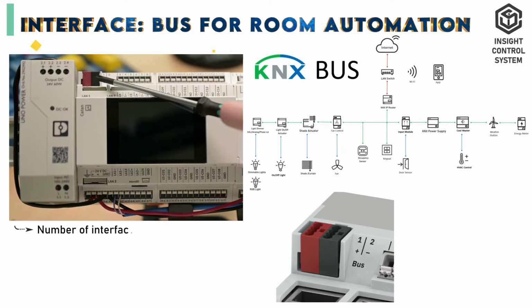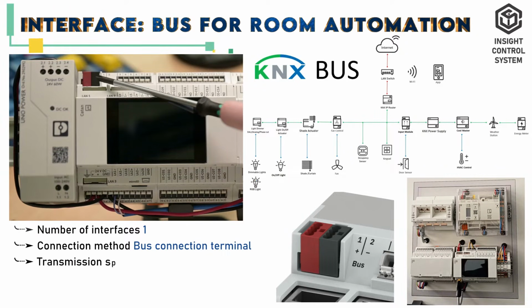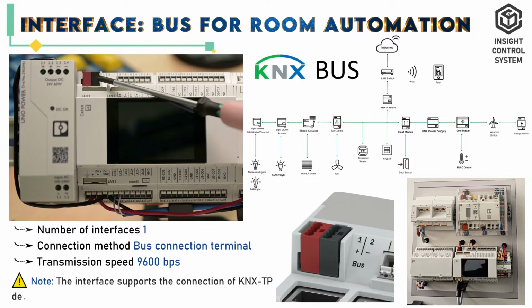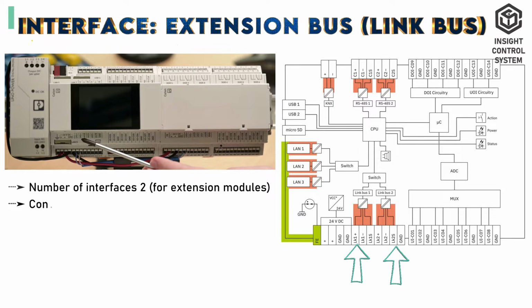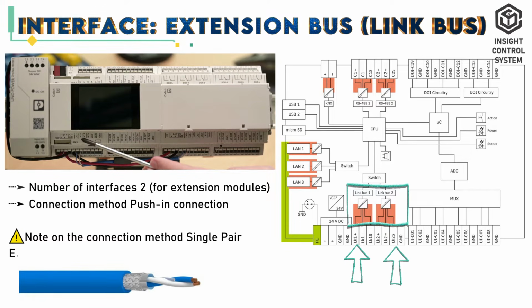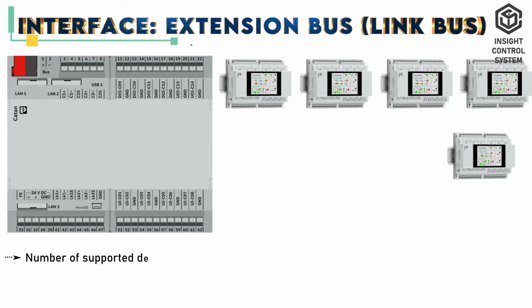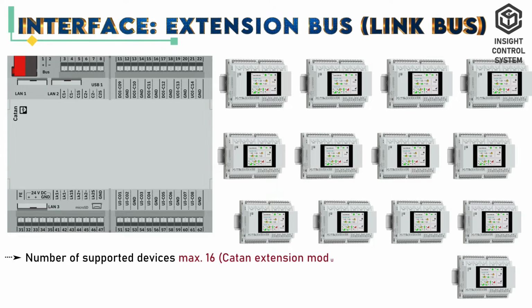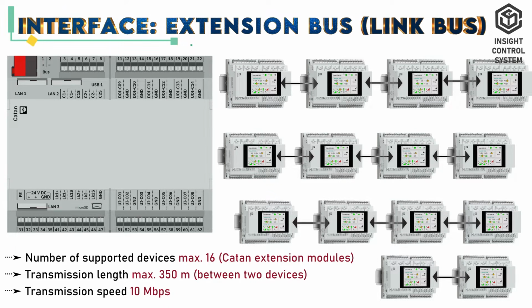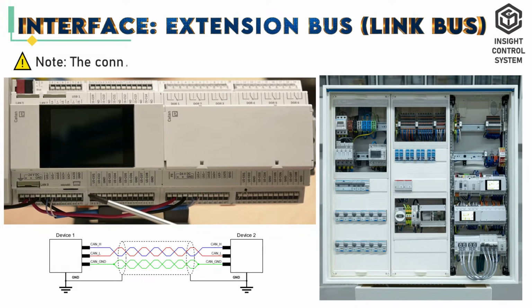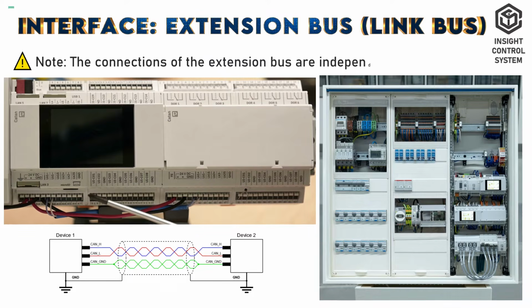This is the bus interface port for room automation. Number of interfaces is 1. Connection method is bus connection terminal. Transmission speed is 9,600 bits per second. This is the extension bus interface port. Number of interfaces is 2. Connection method is push-in connection. Number of supported devices is maximum 16 CATAN extension modules. Transmission length is maximum 350 meters between 2 devices. Transmission speed is 10 Mbps. Note: the connections of the extension bus are independent of polarity.